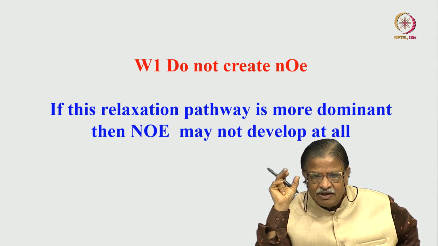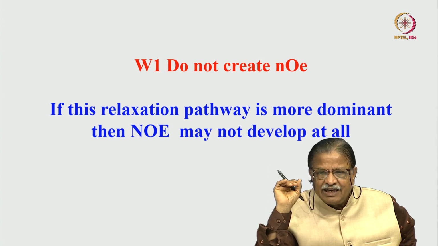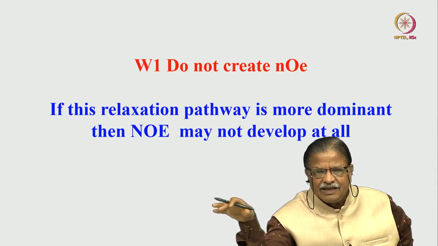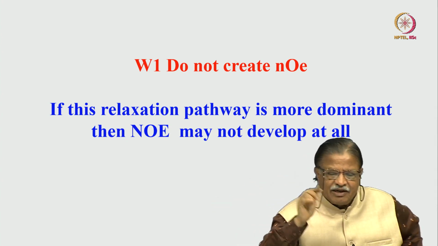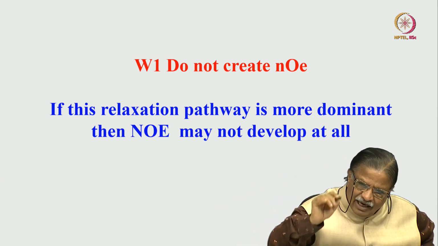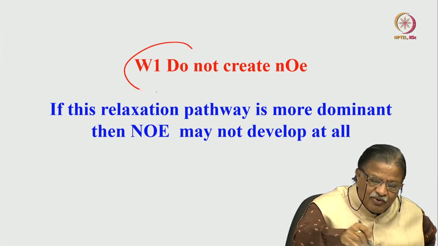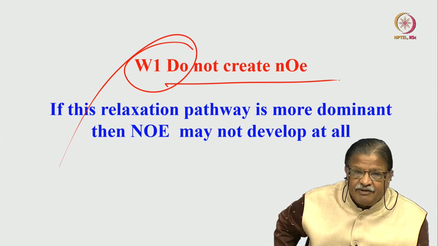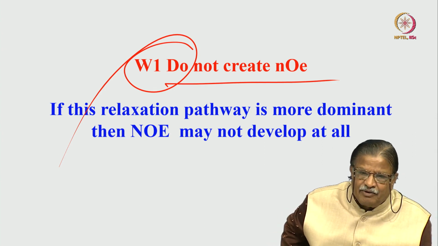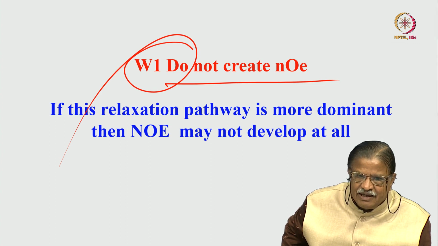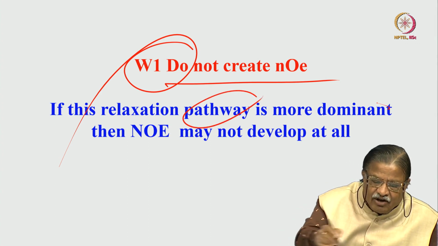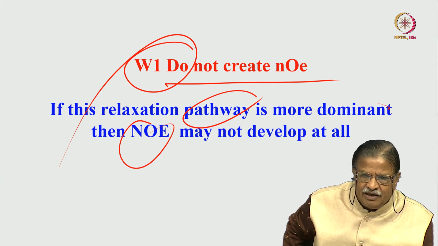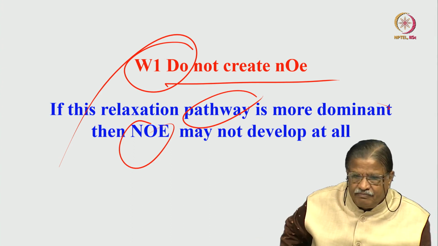We saw in the first one that there was no effect on the intensity after irradiating and allowing it to come to equilibrium; the intensity remains the same. So double quantum and zero quantum are the only important phenomena. The W1 single quantum relaxation pathway does not create NOE. In a molecule or any spin system of your interest, if this is the dominant relaxation pathway, then you will never see NOE.